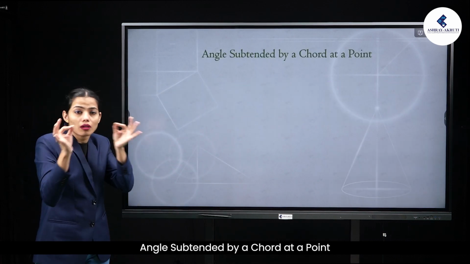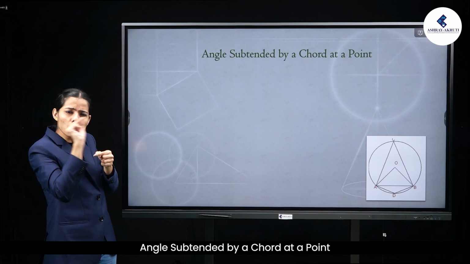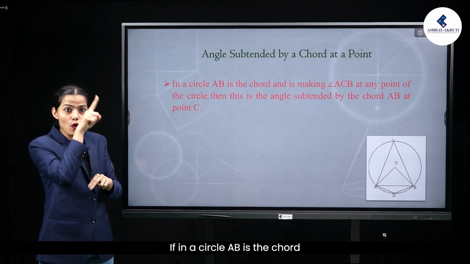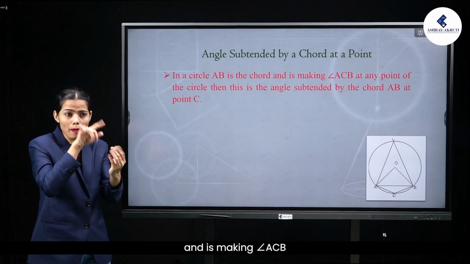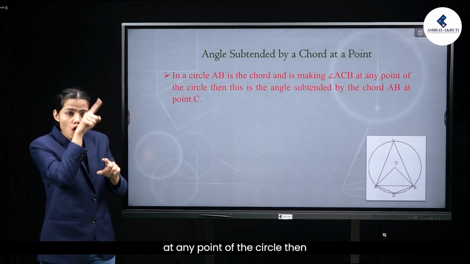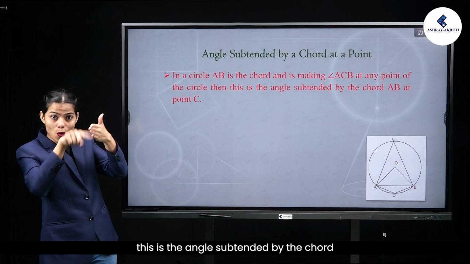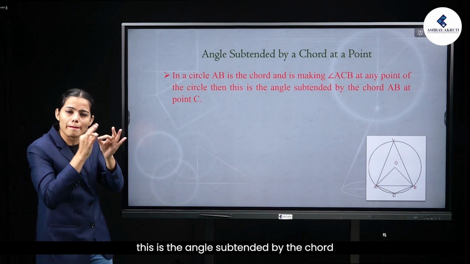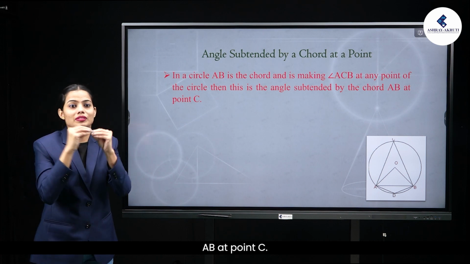Angle subtended by a chord at a point. If in a circle AB is the chord and is making angle ACB at any point of the circle, then this is the angle subtended by the chord AB at point C.